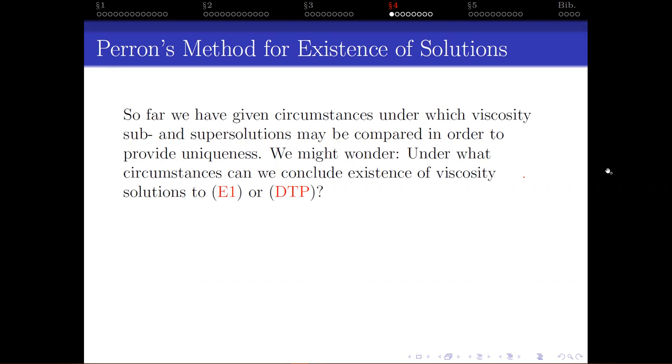So one way to answer that would be to have something like Perron's method. And that's exactly what we're going to introduce here. We're going to introduce a version of Perron's method that works for viscosity solutions and produces viscosity solutions under certain restrictions on sub and super solutions as families.